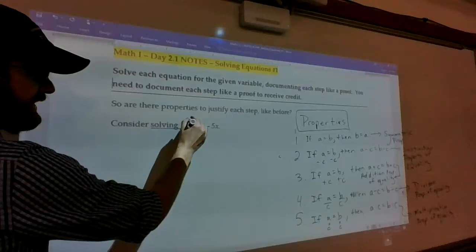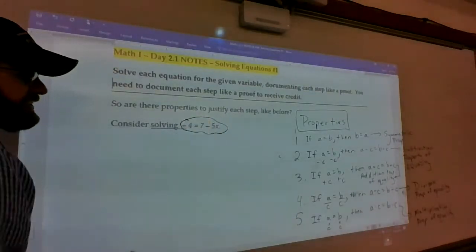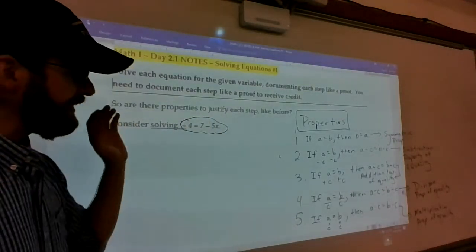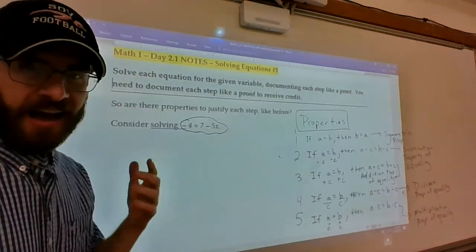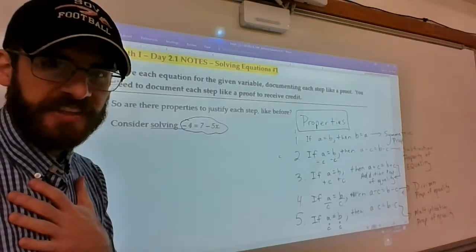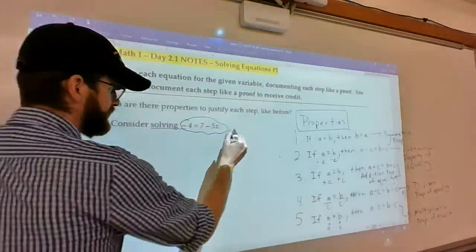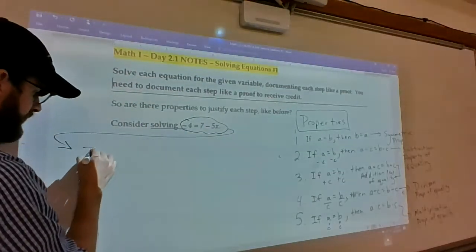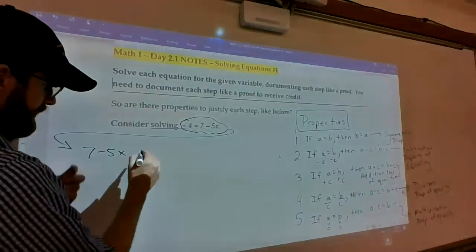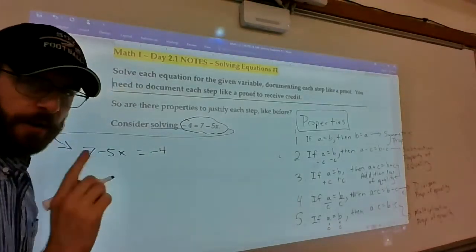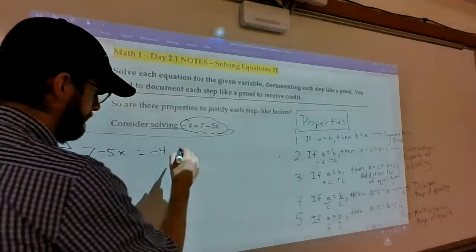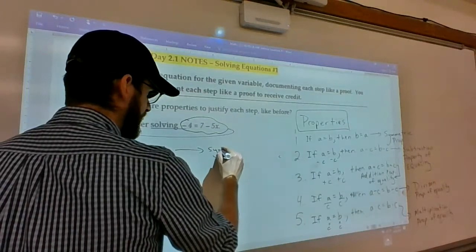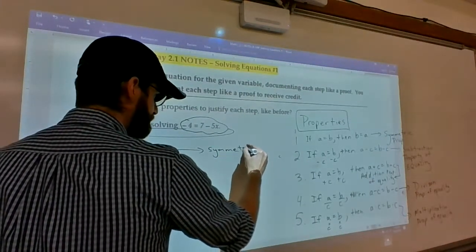So I'm given negative 4 is equal to 7 minus 5x. In this particular situation, I want to rewrite it with the x's on the left. So my first move is going to be to say, I want my right-hand side, 7 minus 5x, to be on the left. That would be the symmetric property, and I would label it like that.